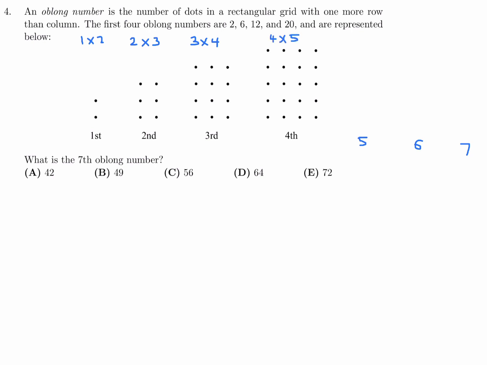And as you can probably tell, this pattern continues. So the fifth one will be 5 by 6. The sixth one will be 6 by 7. And the seventh one will be a 7 by 8 pattern of dots. And 7 by 8, 7 times 8 is 56. That would be the 7th oblong number. So number 4, the answer is C.